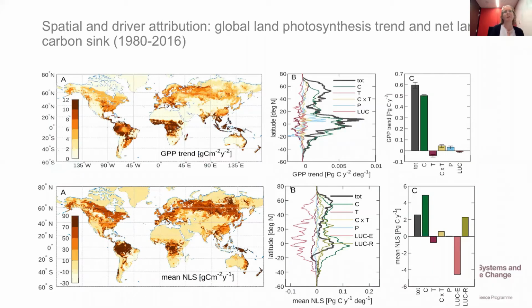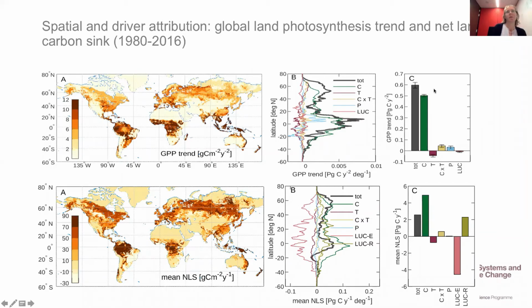Okay, so finally you might ask, well, where is all this photosynthesis increase occurring? And the map in the top left shows the spatial distribution of the photosynthesis trend since 1980. No surprise that the higher trends are occurring in warm areas because the CO2 sensitivity is higher there, but also in areas that are relatively productive.